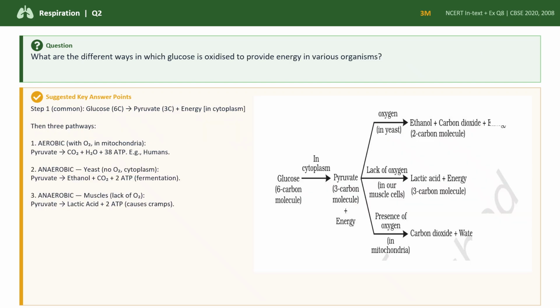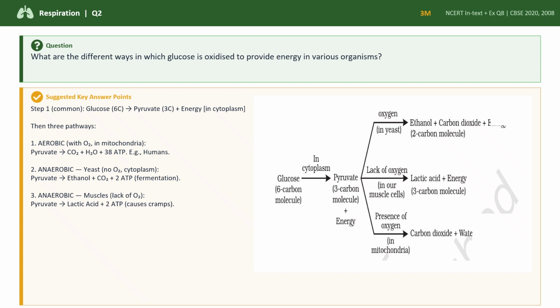What are the different ways in which glucose is oxidized to provide energy in various organisms? The 3 mark question. Note down, children. It is in 2020 and appeared in 2008. So, different ways in which glucose is oxidized. The first process always is the glucose, which is a 6 carbon molecule, converted to pyruvate, a 3 carbon molecule, and it happens in the cytoplasm.